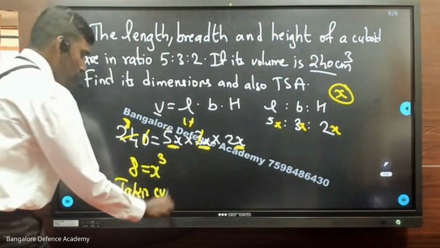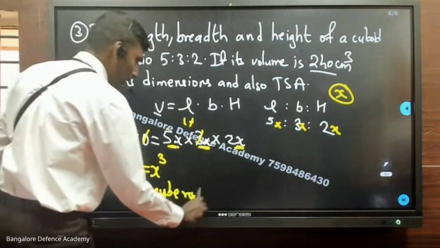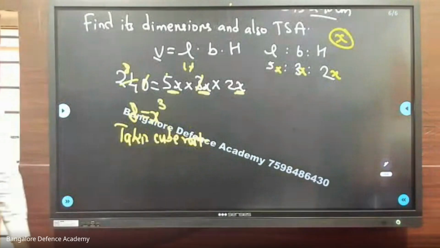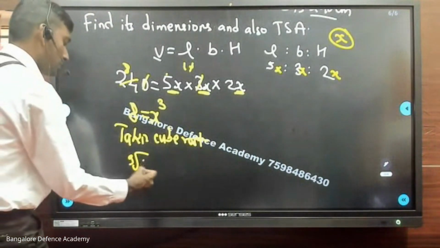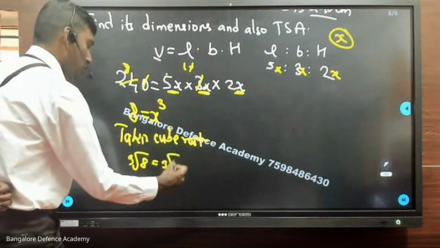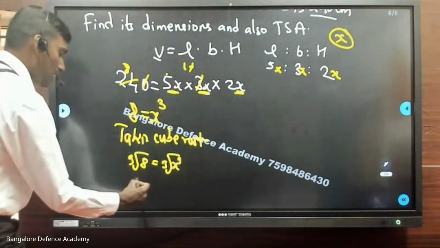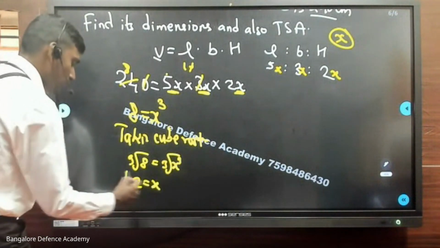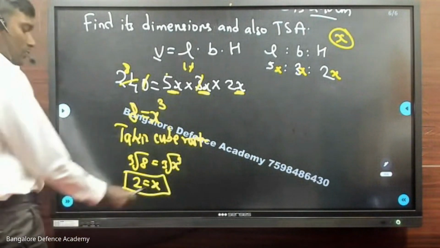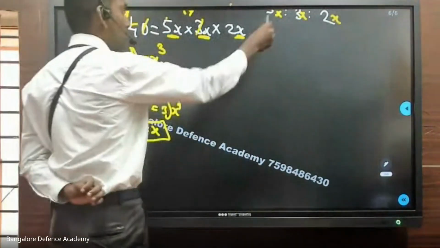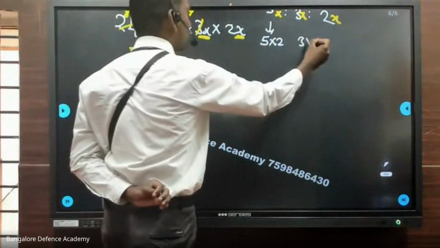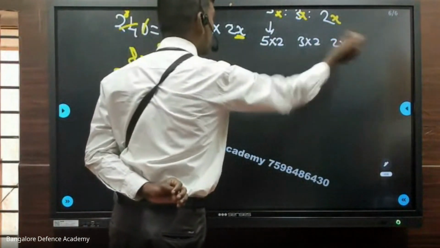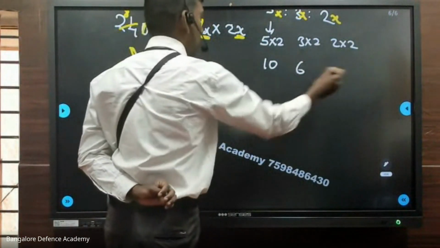Taking cube root. How many of you know how to find the cube root? Yeah, you know how to find the cube root. So what happens? Cube root of 8. This is cube root of x cube, like this. You get 2 is equal to x. So what is the value you got for x? 2. So this value you are going to substitute here. So this becomes 5 into 2, this becomes 3 into 2, this becomes 2 into 2. So this becomes 10, 6, and 4.